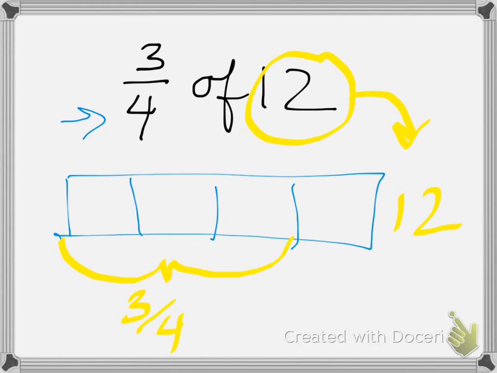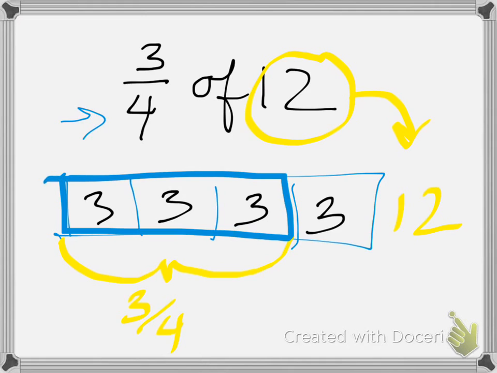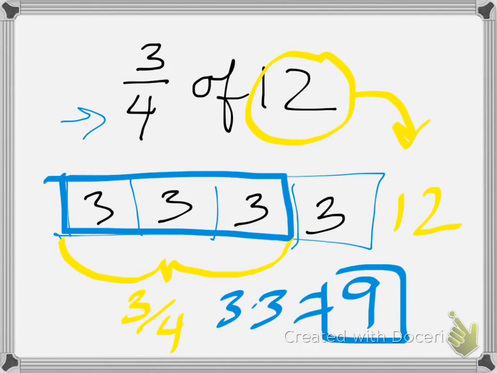We do that by taking 12 and dividing it by 4, and we get 3. So these 4 3s add up to our 12 here. So we want to know what we're going to have for 3 of the 12s, and we have 3 3s here, and 3 times 3 is equal to 9. So that's the second strategy that you can use.